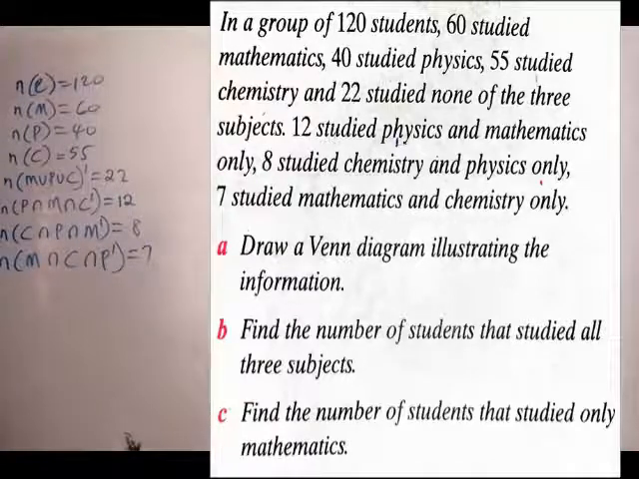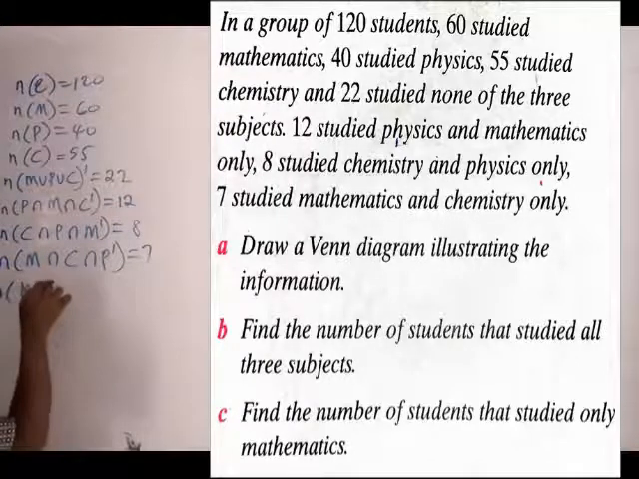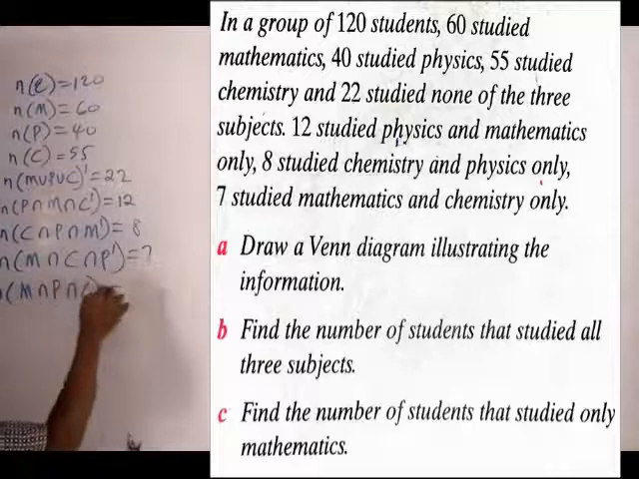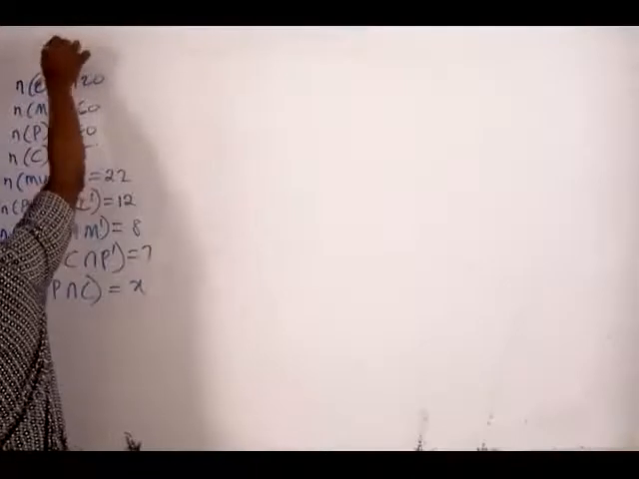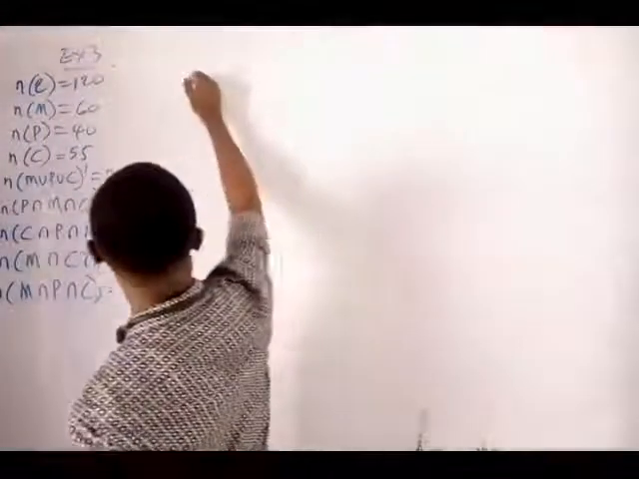Find the number of students that studied all the 3 subjects. So you're going to be looking for M intersection P intersection C. So let's call that X for now. Find the number of students that studied only mathematics. It's our example 3. That's the extract from example 3. Let's start with the first part, A.